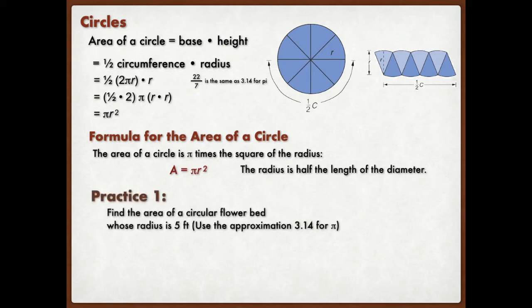Now let's go ahead and do a practice problem. We want to find the area of a circular flower bed whose radius is 5 feet. So I do have to memorize this equation. Area equals pi times radius squared. So I'm going to go ahead and plug in 5 into the equation. So I'm going to have pi times 5 squared. Now because of the order of operations, I'm going to do the 5 squared first. That's going to be 25. So 25 times pi, so 25 times 3.14, and that's going to give us 78.5 feet squared.